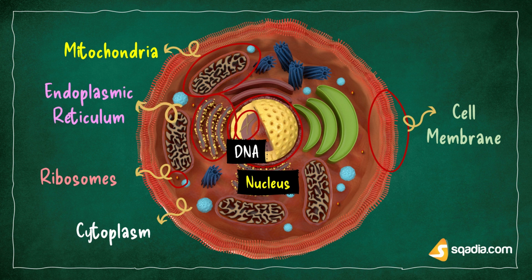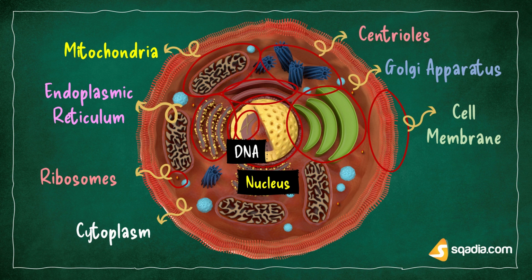It is endoplasmic reticulum, and there are two types of endoplasmic reticulums as we discussed before: smooth endoplasmic reticulum, which is without ribosomes, and the rough endoplasmic reticulum, which is with ribosomes. Then we have Golgi apparatus, and here are the centrioles. Lastly, this is lysosomes.